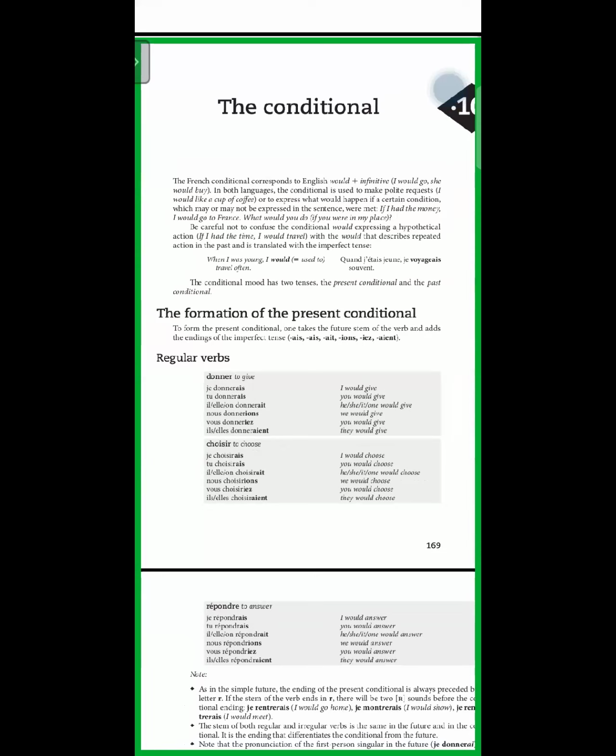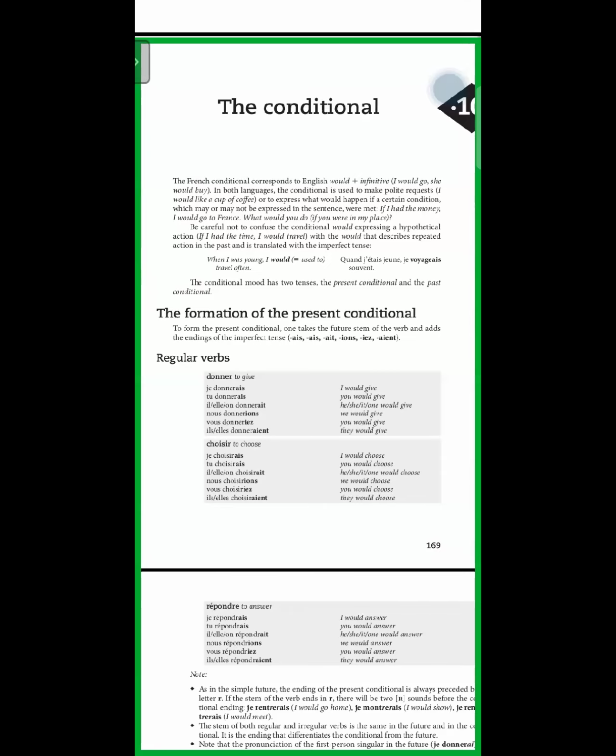Now they say the future stem. You know how we got the future stem? For ER verbs, it is the infinitive. For IR verbs, it is the infinitive. For RE verbs, we remove the what? The E. So to conjugate the conditional very well, it means you must have mastered the conjugation of the future. And then in place of the endings of the future, you put the endings of the imperfect to get your conditionnel.